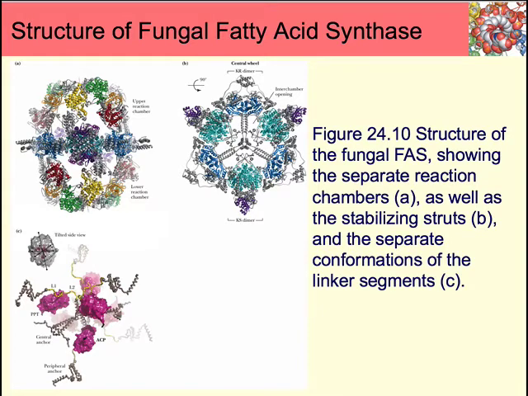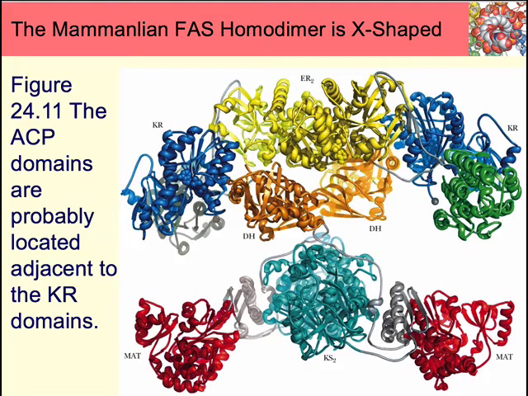This is a lovely structure of the fungal fatty acid synthase, and you see in the middle of the structure struts that hold the entire structure together with these pairs of helices here and here and here. And these are really coiled dimers that stabilize the structure. They're referred to here as stabilizing struts. This is what's known of the mammalian fatty acid synthase. It's a homodimer, and it's X-shaped, and the acyl carrier protein domains are probably located adjacent to the KR domains shown here and here. But this structure is incomplete at this point.